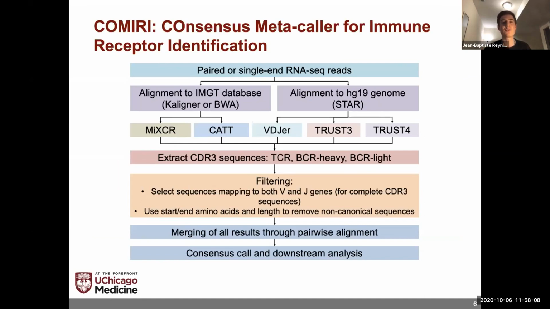So basically we run multiple TCR and BCR extraction algorithms and also all their dependencies, and then do different filtering steps to remove non-canonical sequences and such, and then merge all the results of these algorithms and come up with this consensus call at the end to have this final output.